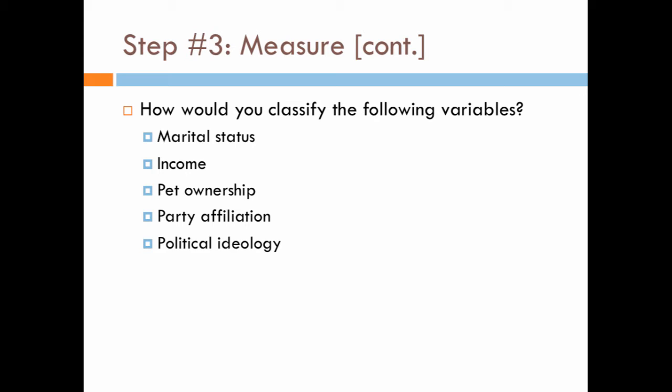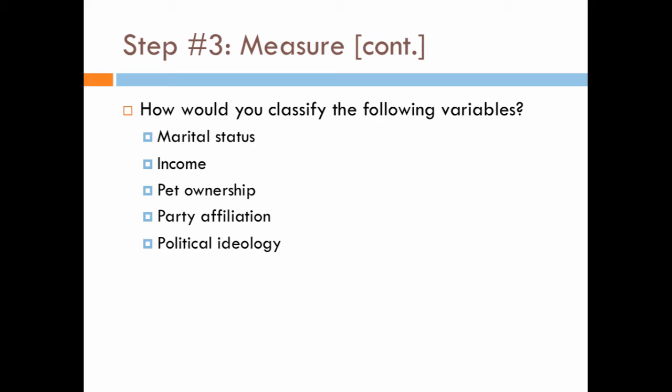Okay, did you pause the lecture? I hope so. If you haven't, finish working and push play when you're ready. But now let's go through those together. If you guessed that marital status is a nominal categorical variable, you'd be correct.